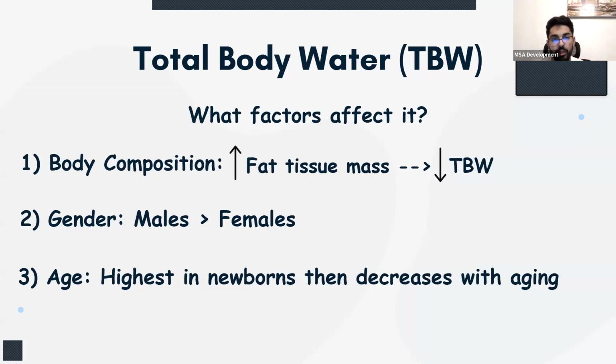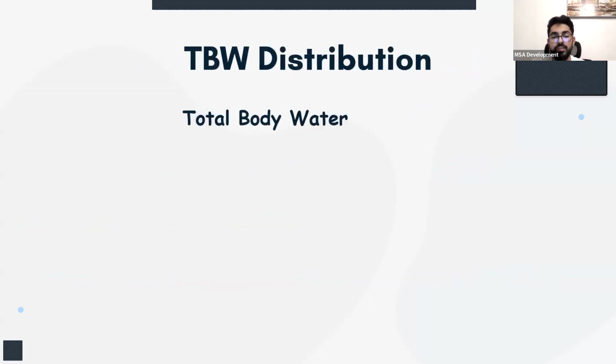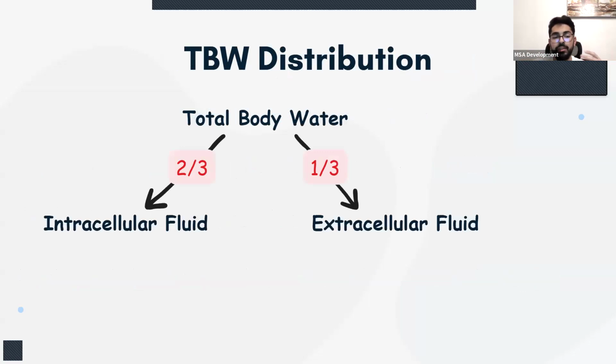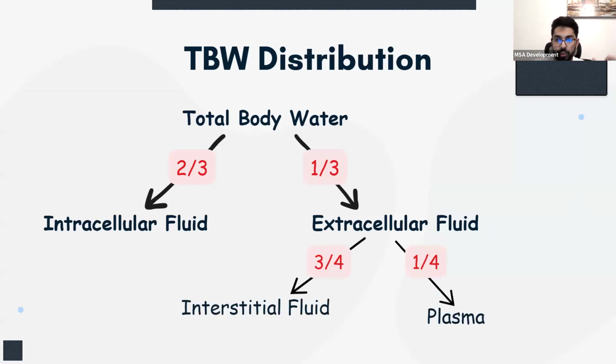Okay. Now TBW is distributed over the body, and it's first divided into thirds. 2/3 of those make up the intracellular fluid, as the name indicates, the fluid inside the cells. While 1/3 of those makes up extracellular fluid, which is the fluid outside the cells. Now, extracellular fluid is further distributed into quarters. 3/4 of those make up the interstitial fluid, which is basically the fluid between the cells, such as the fat cells and the muscle cells. Okay. And 1/4 of those make up the plasma.